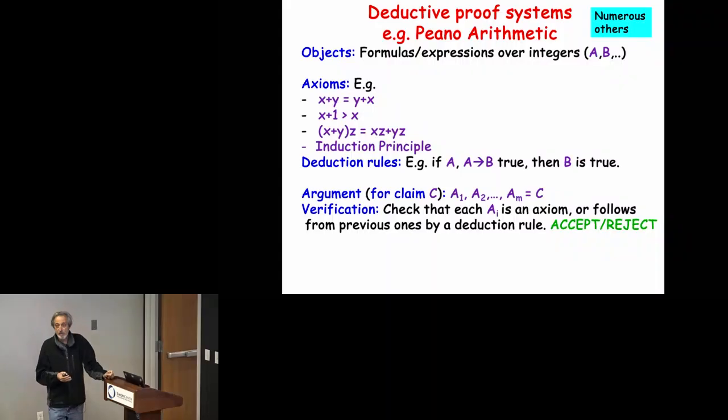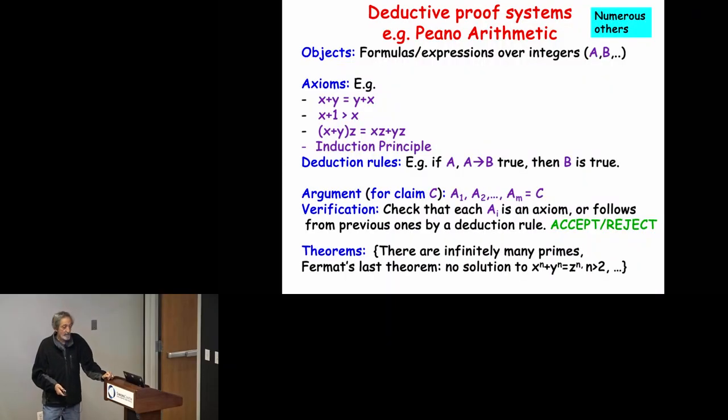it's very easy to verify. Given a proof, whether it's correct or not, you just check whether each one in the list is either an axiom or follows from the others. So again, verification is efficient. And the set of theorems here is maybe more interesting than the previous two. I mean, you get all these number theoretic statements that you can prove in this system.